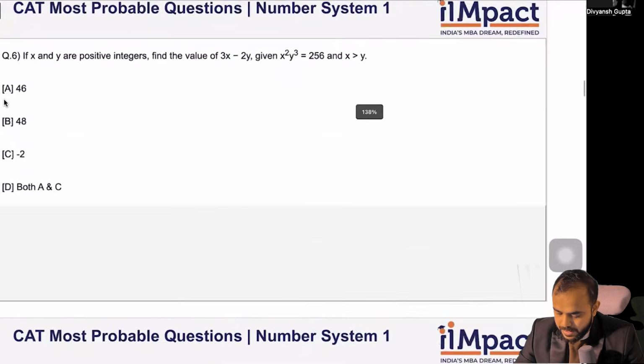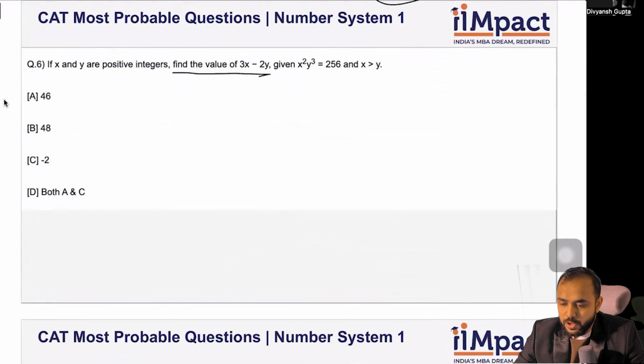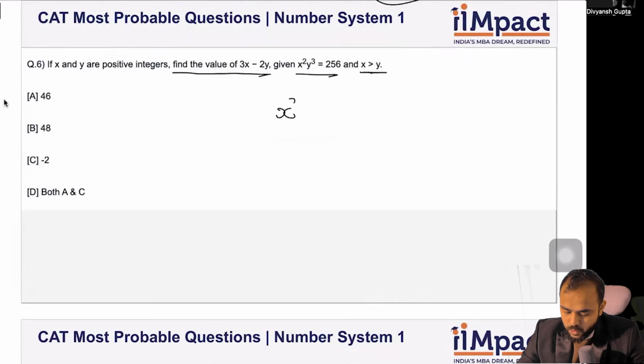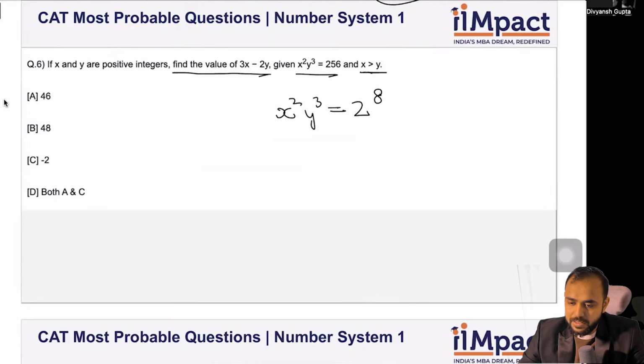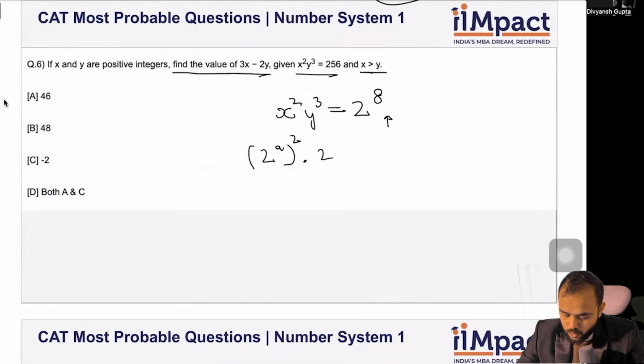Moving on. x and y are positive integers, and we have to find the value of 3x minus 2y, given that x square y cube is equal to 256 and x is greater than y. Now, we can write this as x square y cube is equal to 2 to the power 8. Now, clearly x and y can only have 2 as its factors. If there was any other prime number, it should have showed here. So let us take x as (2 to the power a) whole square into y, let's take as (2 to the power b) whole cube is equal to 2 to the power 8. This will give me a into 2 plus 3 into b as 8.